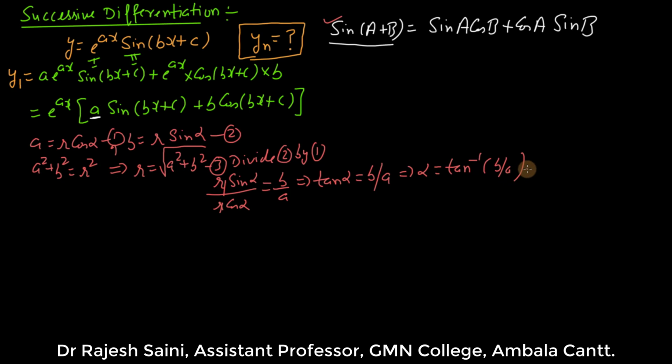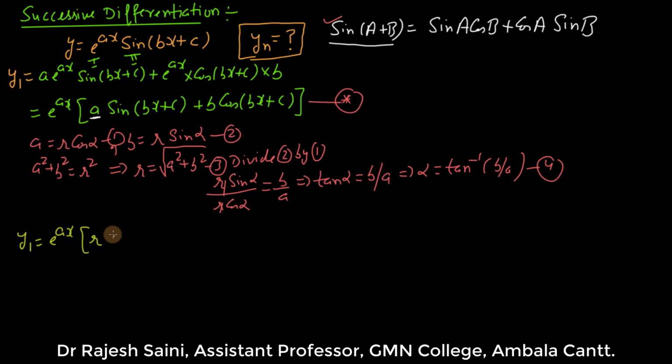Fine. So we have this one, and you may name it as equation number 3. You may name alpha as equation number 4. So now we will put it over here in the equation. You will put it over here. So what will we get? It will be y1 equals e raised to the power ax as such.